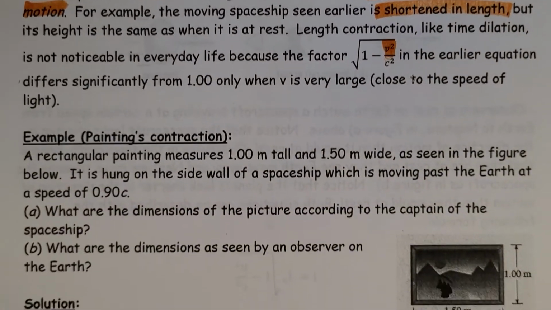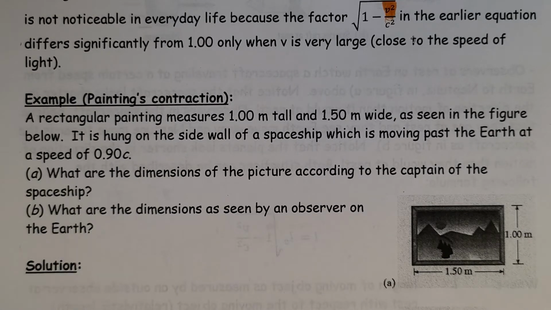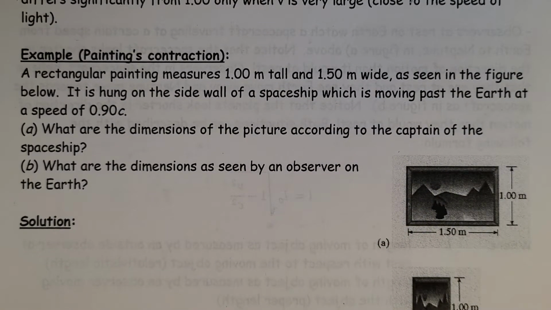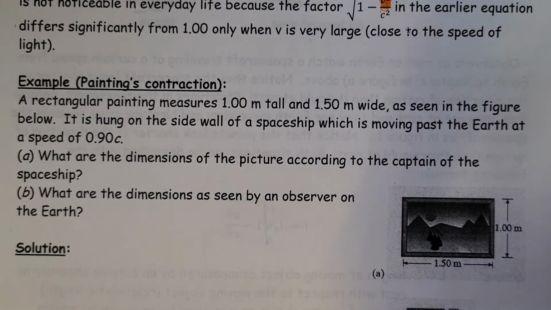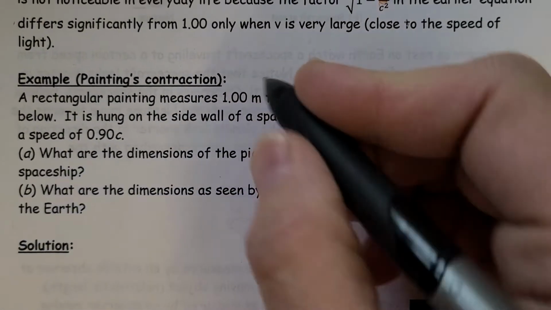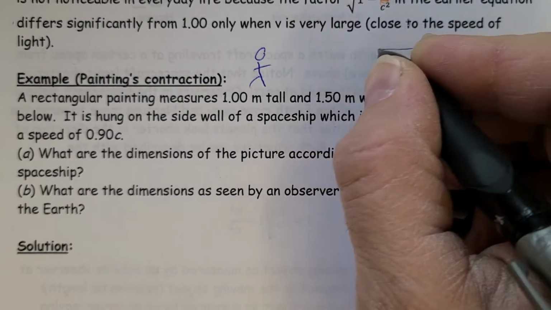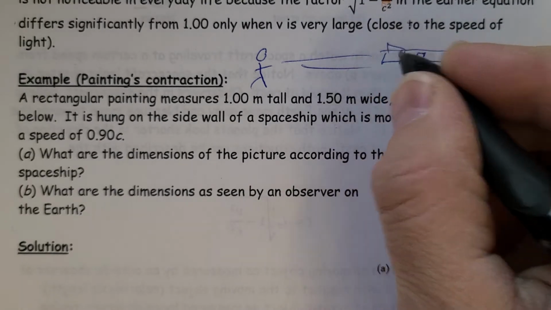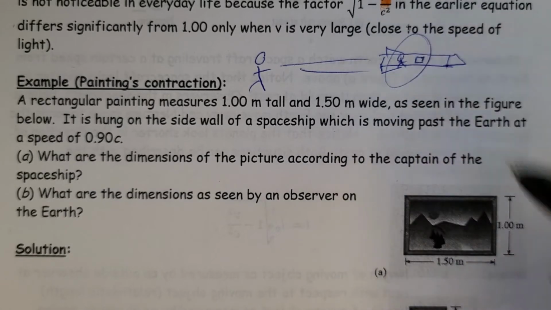All right, so let's take a look at an example here. Painting contraction. A regular painting measures 1 meter tall and 1.5 meters wide, as seen over here. It's hung on the side of a spaceship which is moving past Earth at a speed of 0.9 c, which would be 90% the speed of light. So here we have someone on Earth, and here we have someone on the spaceship. There they are, and here's the painting. And of course that spaceship is moving by, right? What are the dimensions of the picture according to the captain on the ship?